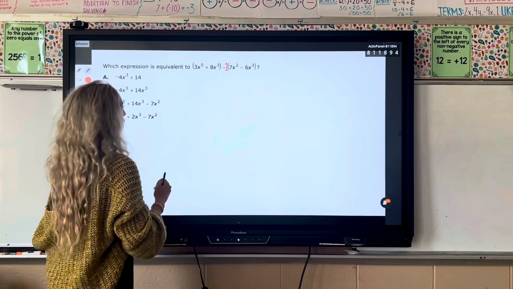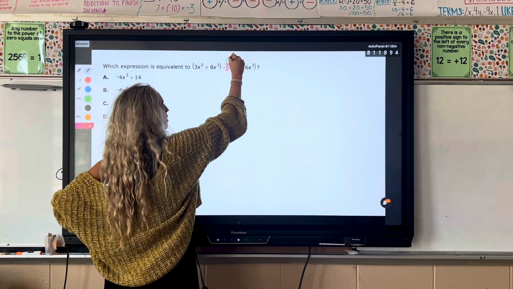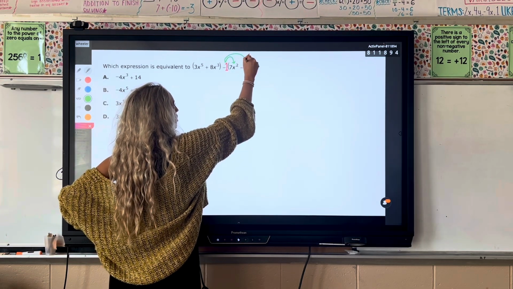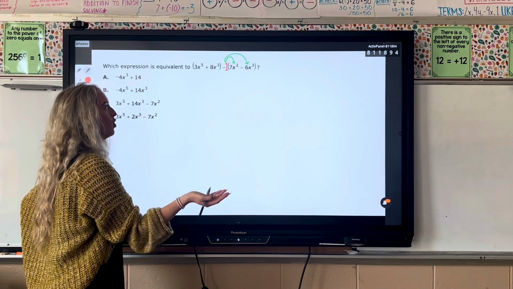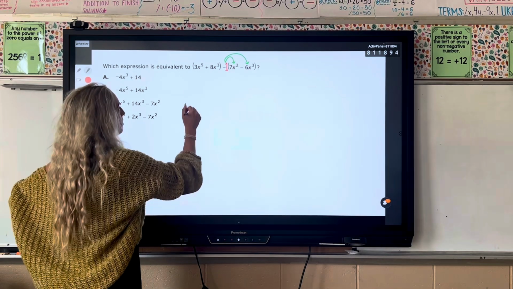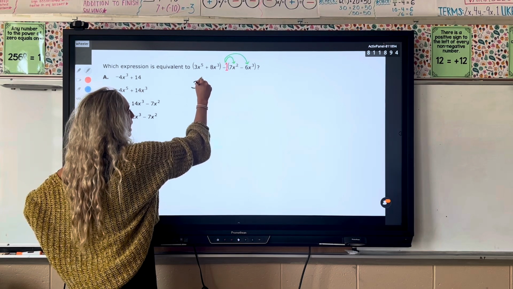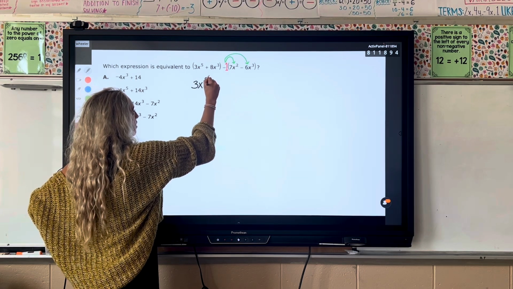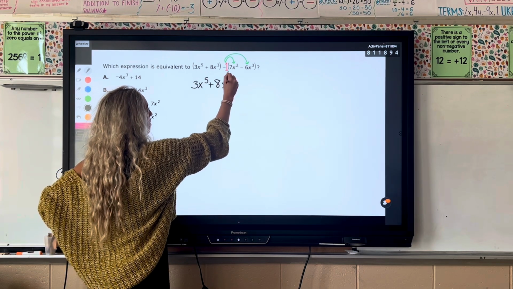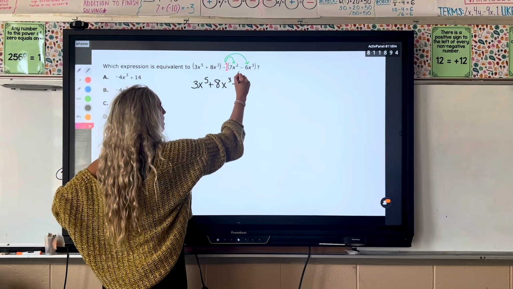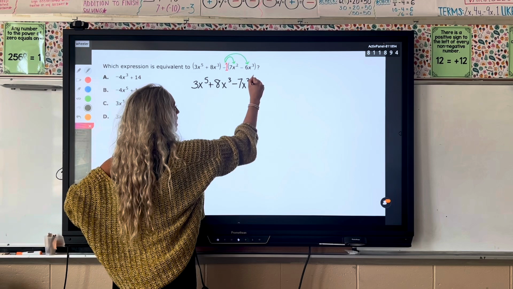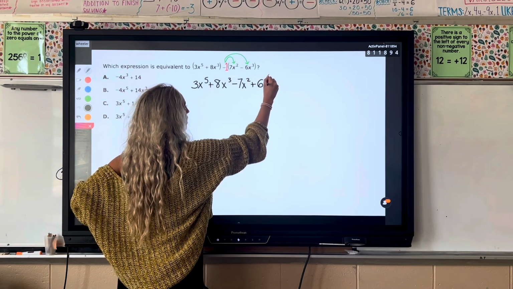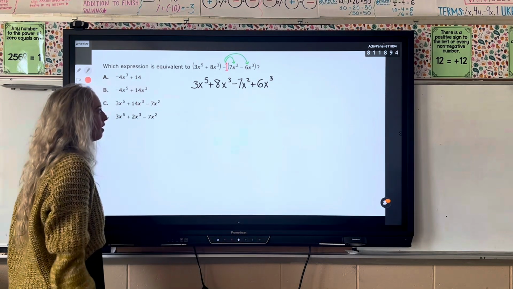In order to solve this, we can literally use the distributive property to distribute that subtraction to both of the terms in my binomial. The problem now becomes, I can take away my parentheses, the original one stays the same, and I've got minus 7x squared. A negative times a negative is a positive, so plus 6x to the 3rd.